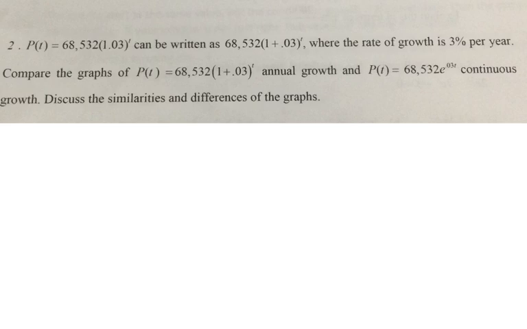P of T equals 68,532 times 1.03 to the T. Could be written as, there's another example, where the rate of growth is 3% per year. Compare the graphs of P of T equals 68,532 times 1 plus 0.03 to the T, annual growth. And here's another continuous growth. Discuss the similarities and differences in their graphs.